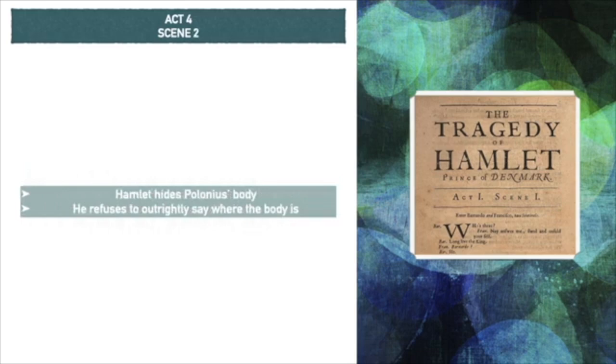Scene 2, Hamlet has hidden Polonius's body and he refuses to outrightly say where he's put the body. He speaks in riddles and codes with Rosencrantz and Guildenstern, much to their frustration.